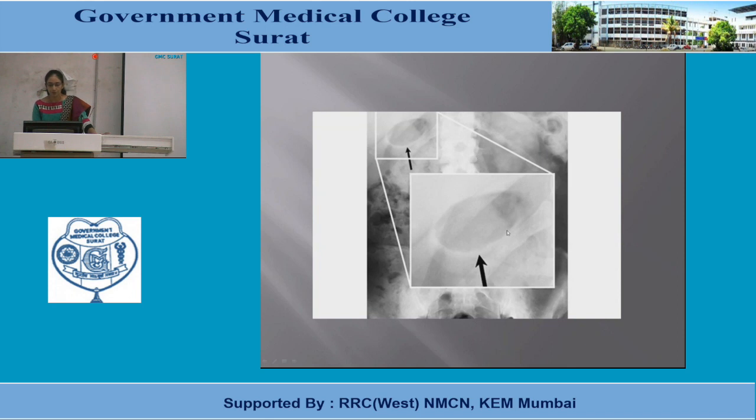This enlarged view shows the air lucency noted in the right hypochondriac region just beneath the lower margin of the liver, and it resembles the shape of the gallbladder. So it is a case of emphysematous cholecystitis.